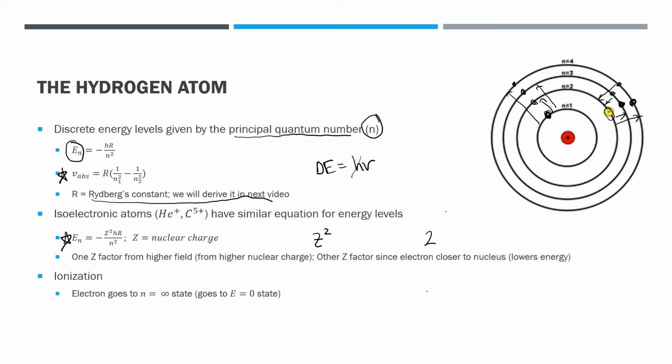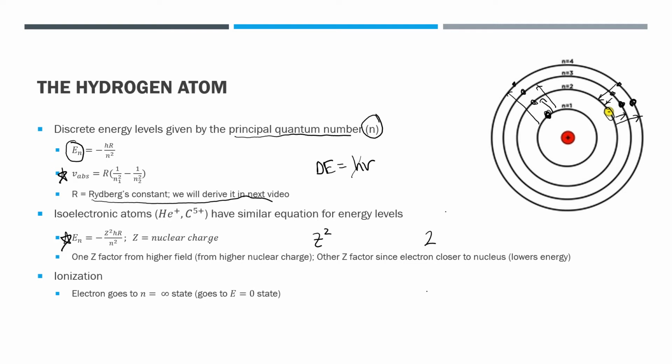So why are there two factors of Z? Let's give a little intuition behind this. One Z factor comes from the higher field that's created. Why is there a higher field? Because there are more protons in the nucleus. That creates a stronger electric field, a stronger electric attraction on the electron. The other Z factor comes from the fact that the electron is now closer to the nucleus. Why is it closer to the nucleus? Again, there's a stronger pull.